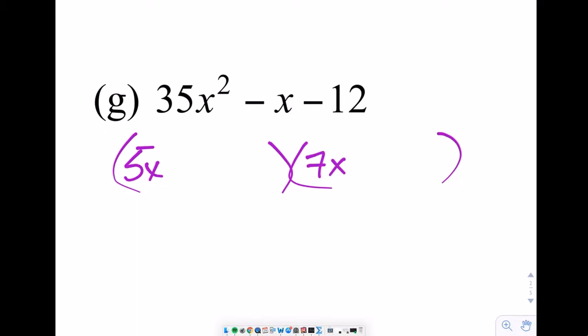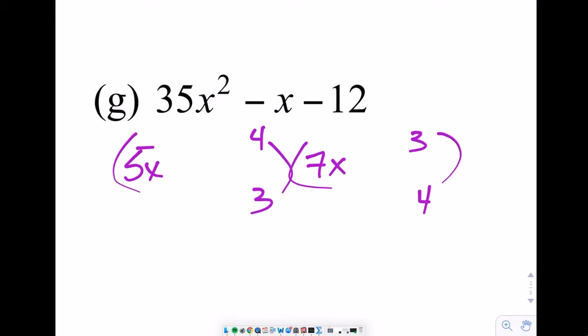What are some other factors of 35? Is that it? 5 times 7 and then 35 times 1? So it's probably going to be this. Now, factors of 12, it's probably not going to be a 12 times 1. It could be a 6 times 2, but maybe 3 times 4. Now, if you think in 3 times 4, it's either a 3 and a 4 here or a 4 and a 3. So really, there's only a couple to try.